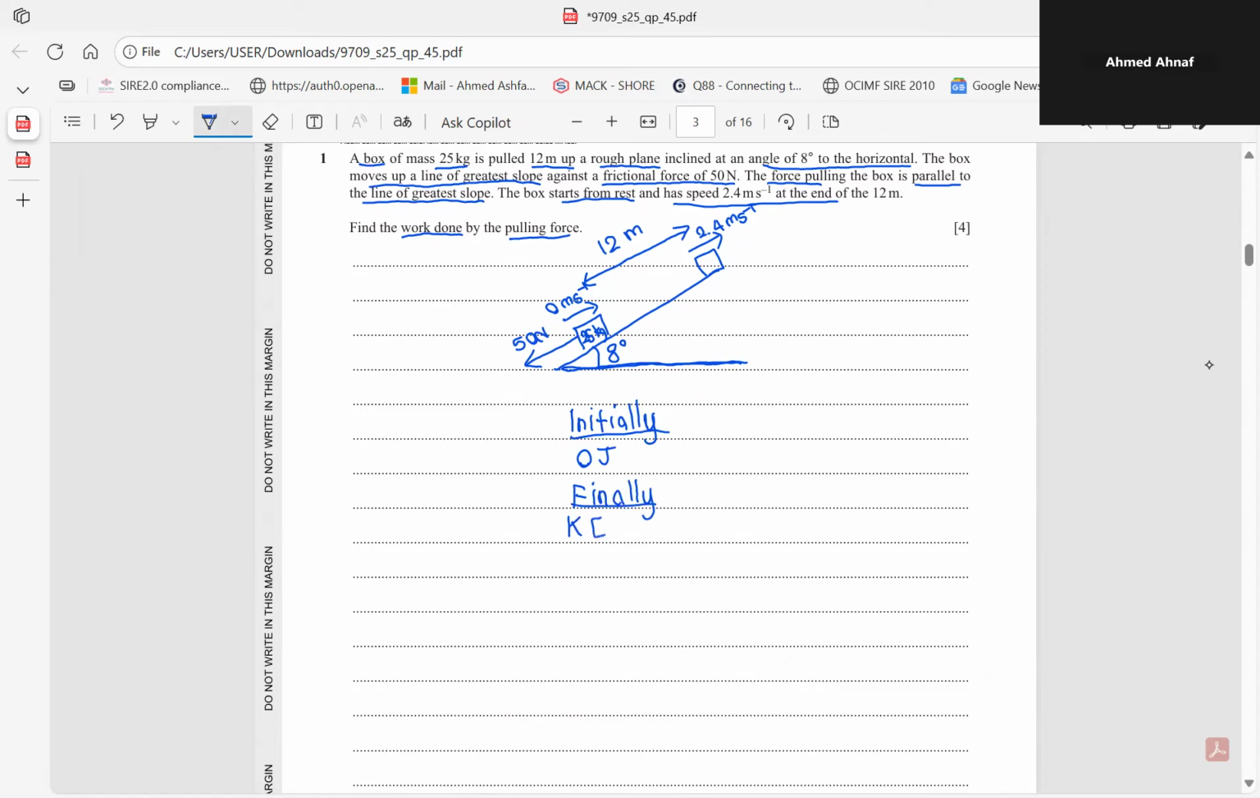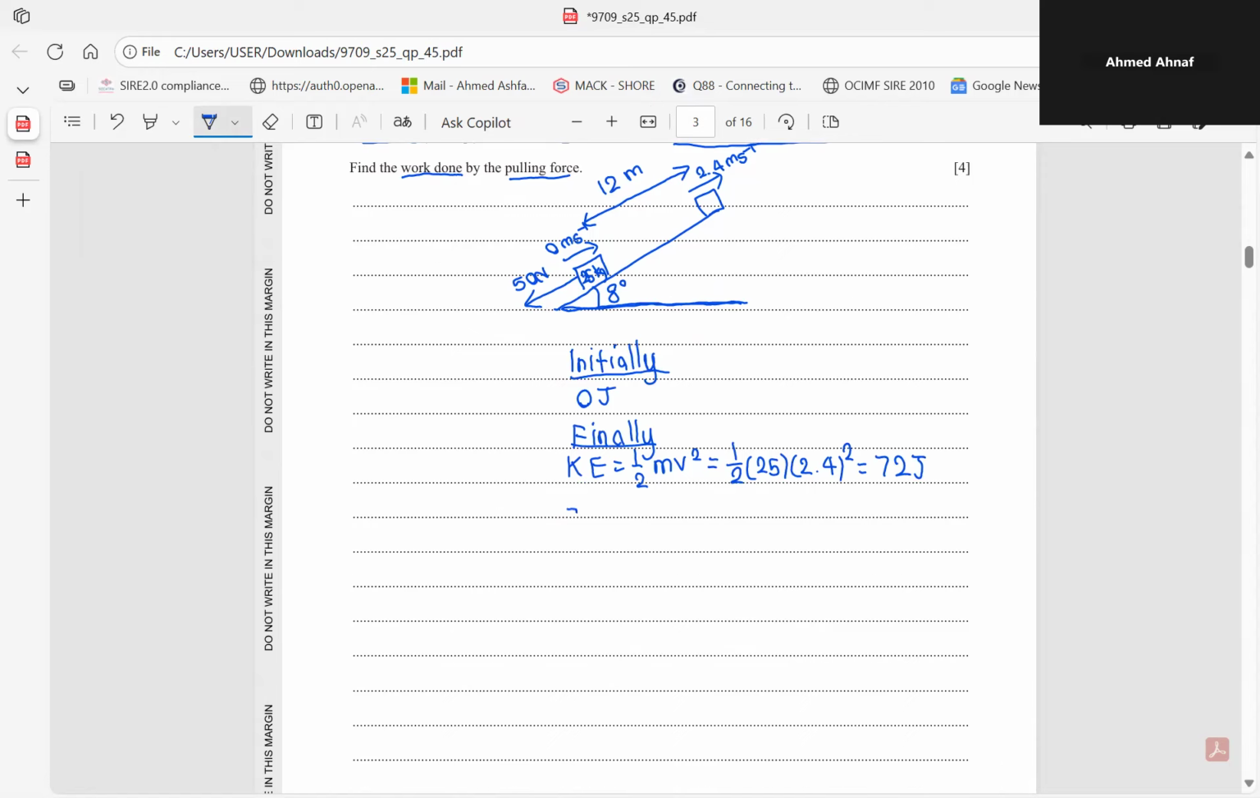Okay, and finally we got KE at the end, which is half mv squared. So half times 25 kg times v squared, 2.4 meters per second squared. Sorry, let me see where my calculator is. Okay, so half times 25 times 2.4 squared, you'll get 72 joules.